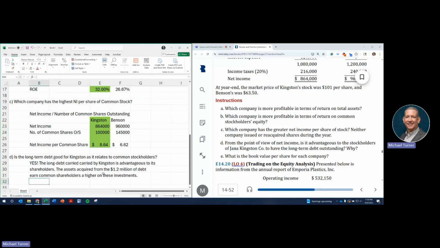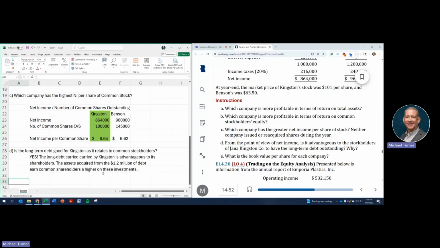E. So we didn't have to calculate anything in D. We just needed to analyze the question and make a response. For E, it's asking us, what is the book value per share for each company? So we're just doing some calculations. We do not have to make an interpretation for part E.